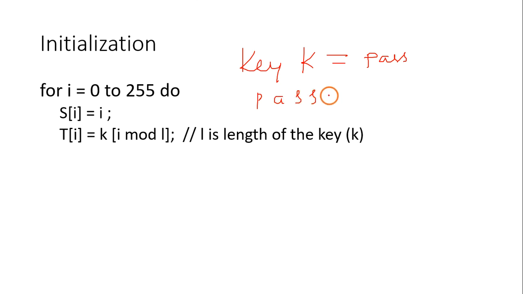Okay, the key is over, the key length L is over. Again it will repeat itself, P A S S P A S S. This process is done until T of I, where I is 255. Until the T array is entirely filled, the key is going to be repeatedly stored in T. That's all. So this is the initialization step.